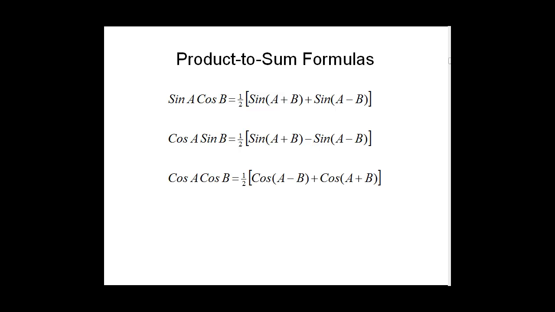Then cosine cosine is 1/2 cosine subtract plus cosine add, and sine sine is 1/2 cosine subtract minus cosine add. Again, these are identical, only the plus minus changes. So if you look at cosine cosine and sine sine, this formula matches that one. Now on the sheet that I'm giving you, they're scrambled up differently, but they're the same formulas.